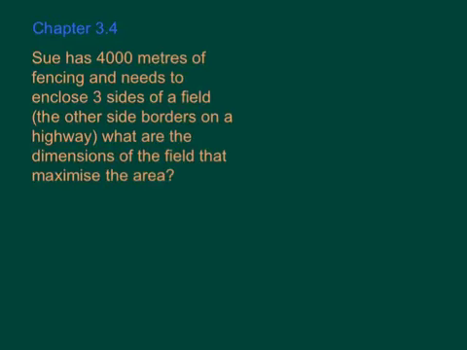Okay, let's do a question from chapter 3.4. My good friend Sue has 4,000 meters of fencing and needs to enclose 3 sides of a field because one side borders on a highway. What are the dimensions of the field that maximize the area? So, let's do a little sketch. Here's our highway. Here's our rectangular field. Let's call this one X. Let's call this one X. And let's call this one W for now.